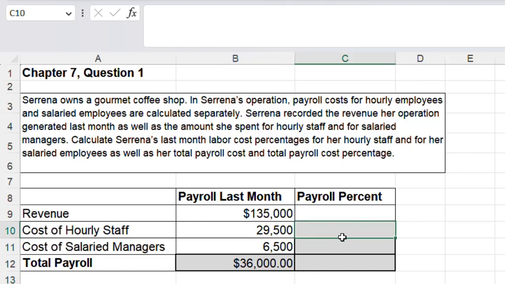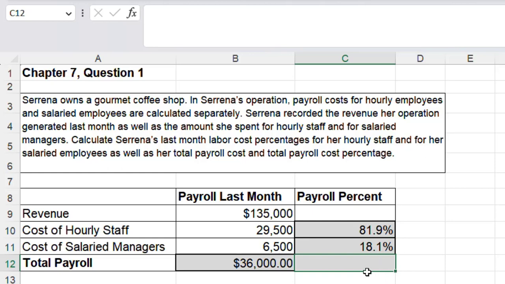So if we want to figure out what percentage of our total payroll we have spent on the hourly staff, we are going to take our hourly staff and divide that by our total payroll. Now the same thing, let's take our cost of our salaried managers and divide that by our total payroll. All right, so we can see that out of the $36,000, 81% we spent on hourly staff and about 18% on our salaried managers.